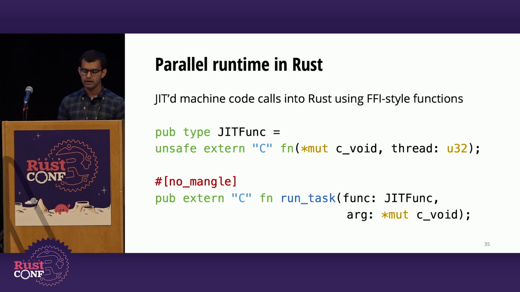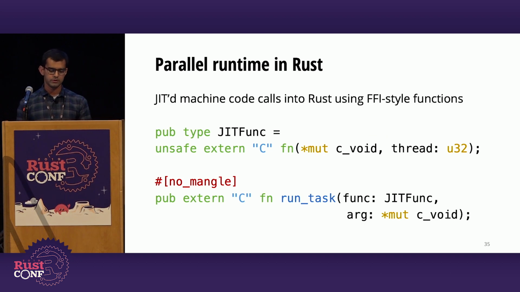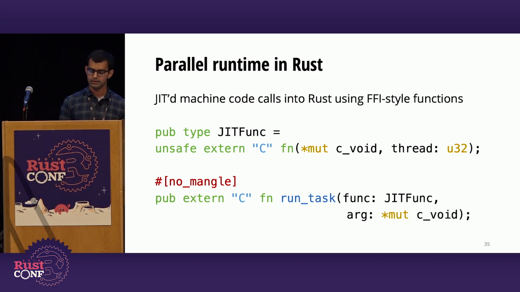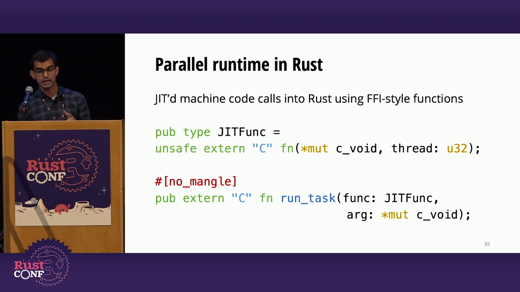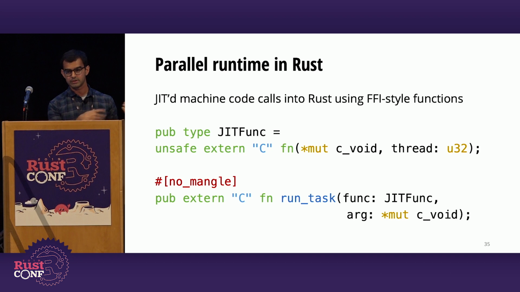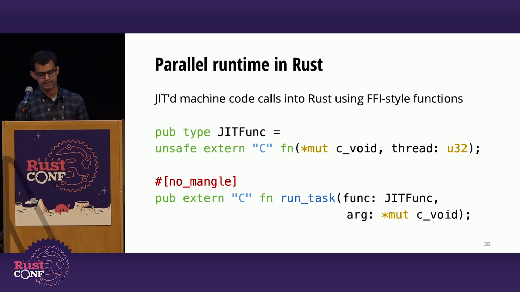So a little bit of detail on this. The way that this runtime works is as follows. You JIT some machine code, and then you call into Rust using these FFI style functions. On the Rust side, you basically have this type definition, and that's all. There's this JIT func type definition, and this refers to a function pointer that is generated somewhere by the actual JIT compiler. There's some function somewhere that was generated because you took some Weld IR and compiled it into the memory of the existing process.